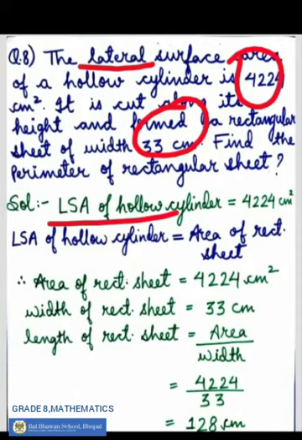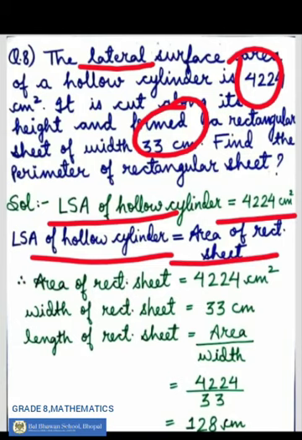Right? So here I have written this only. LSA, lateral surface area of hollow cylinder, is 4224 centimeter square. Now this LSA of hollow cylinder will become the area of rectangular sheet obtained. So the area of rectangular sheet obtained will also be 4224 centimeter square.